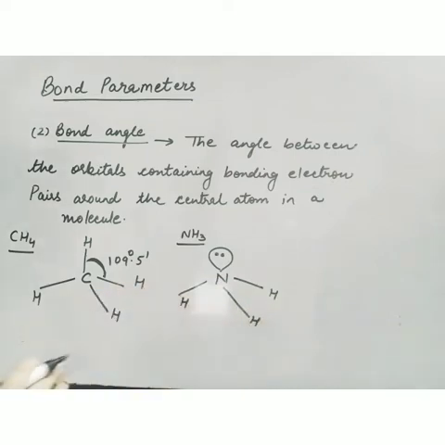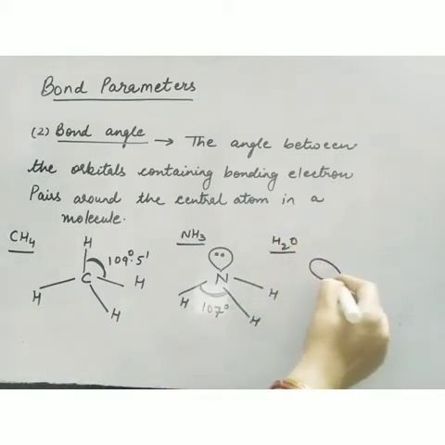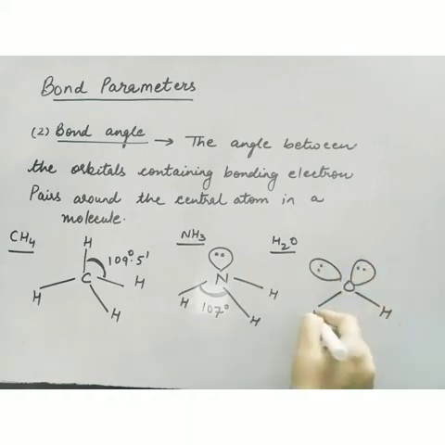Now what will be the bond angle? Angle between these, one bond pair and second bond pair, like this. Okay, this is not counted. And suppose we take the last example, water. Now we know in water two lone pairs are there. So what will be the bond angle? This will be the bond angle. So angle between the bond pairs or bonding orbitals is known as bond angle.